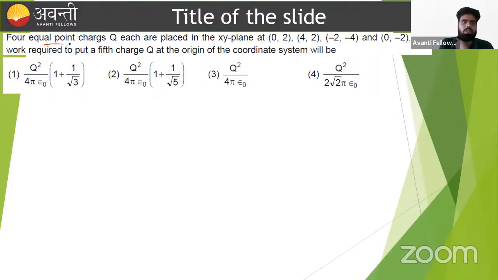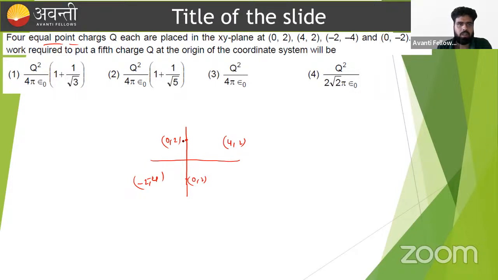Next one is electrostatics. 4 charges are given at the positions shown: 0, 2; 4, 2; minus 2, 4; minus 2, minus 4; and 0, minus 2. There are 4 equal charges Q placed each. And it is also said in the question, if we place another charge Q, then what is the work done? We know that the work done is W external, the change in potential energy, U final minus U initial.